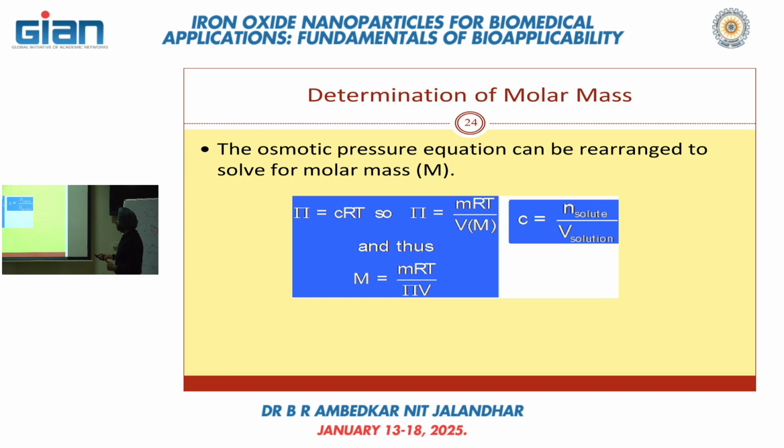You can also calculate the molar mass of the solute by rearranging the equation. Capital M is the molar mass. It is not the molar concentration, it is the formula mass, right? So this involves the mass of the solute, the gas constant, the temperature, the osmotic pressure, and the volume.